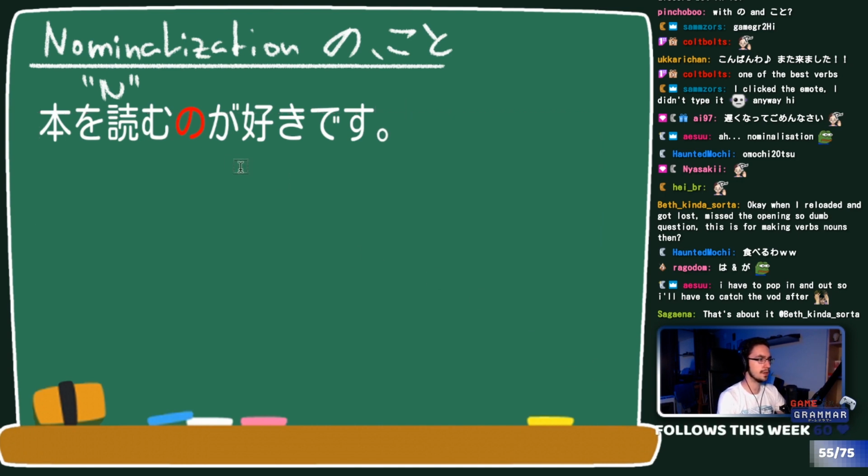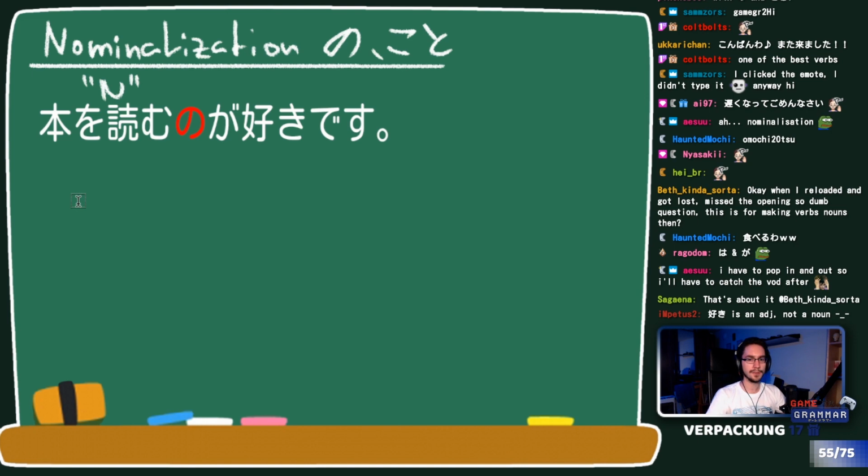Now what does this mean? Well, we have this nominalized phrase over here, 本を読む, to read books, が好きです. So I like to read books. And this is exactly how we can now make statements about clauses or statements about actions.